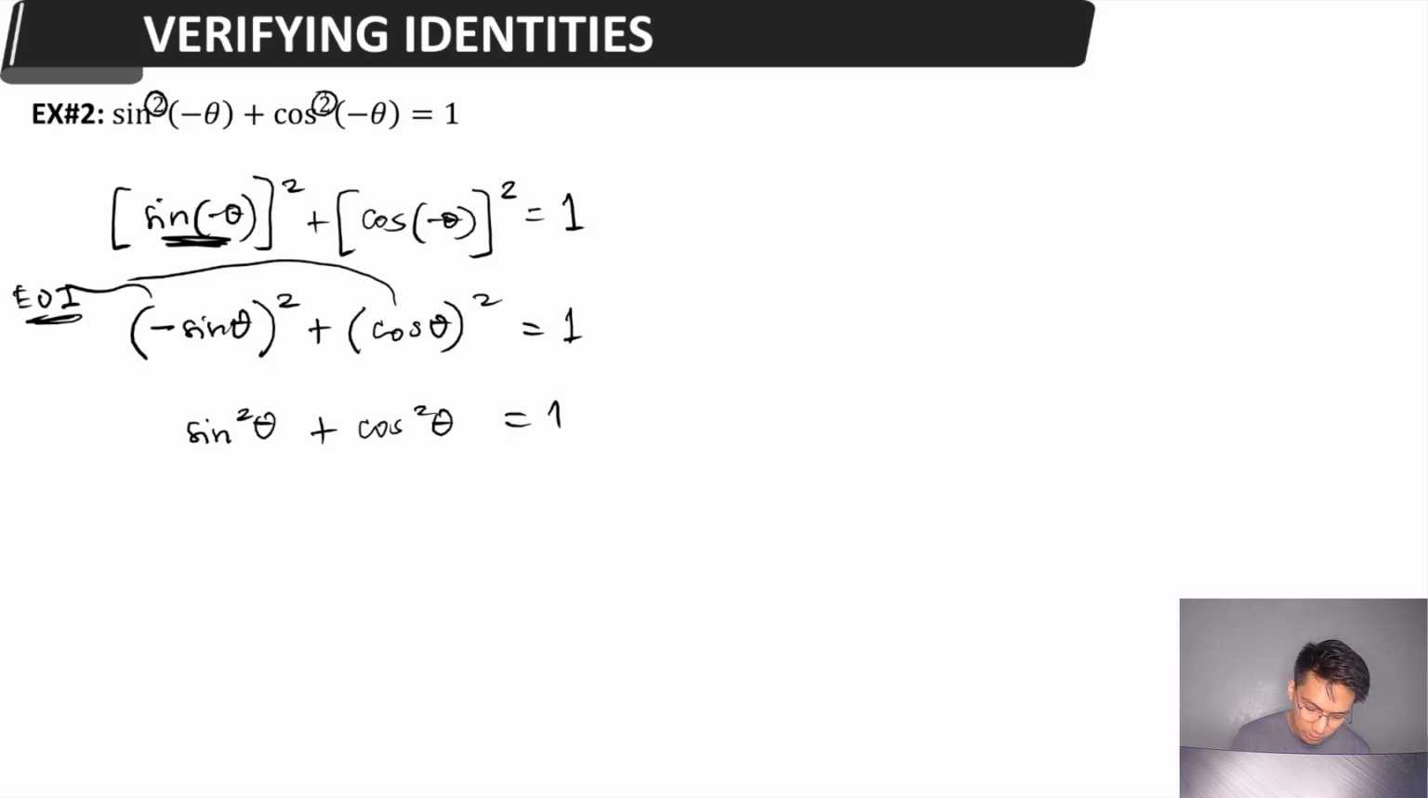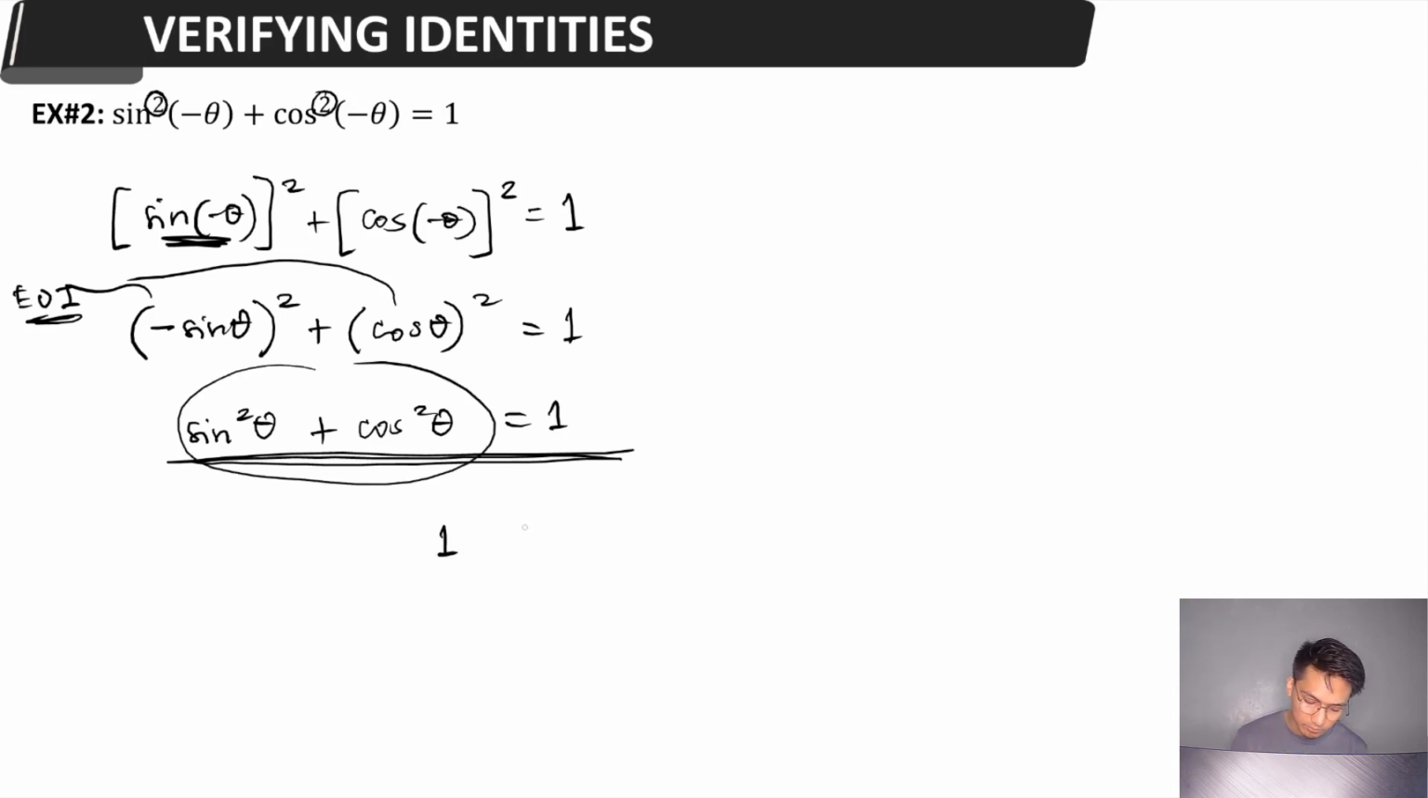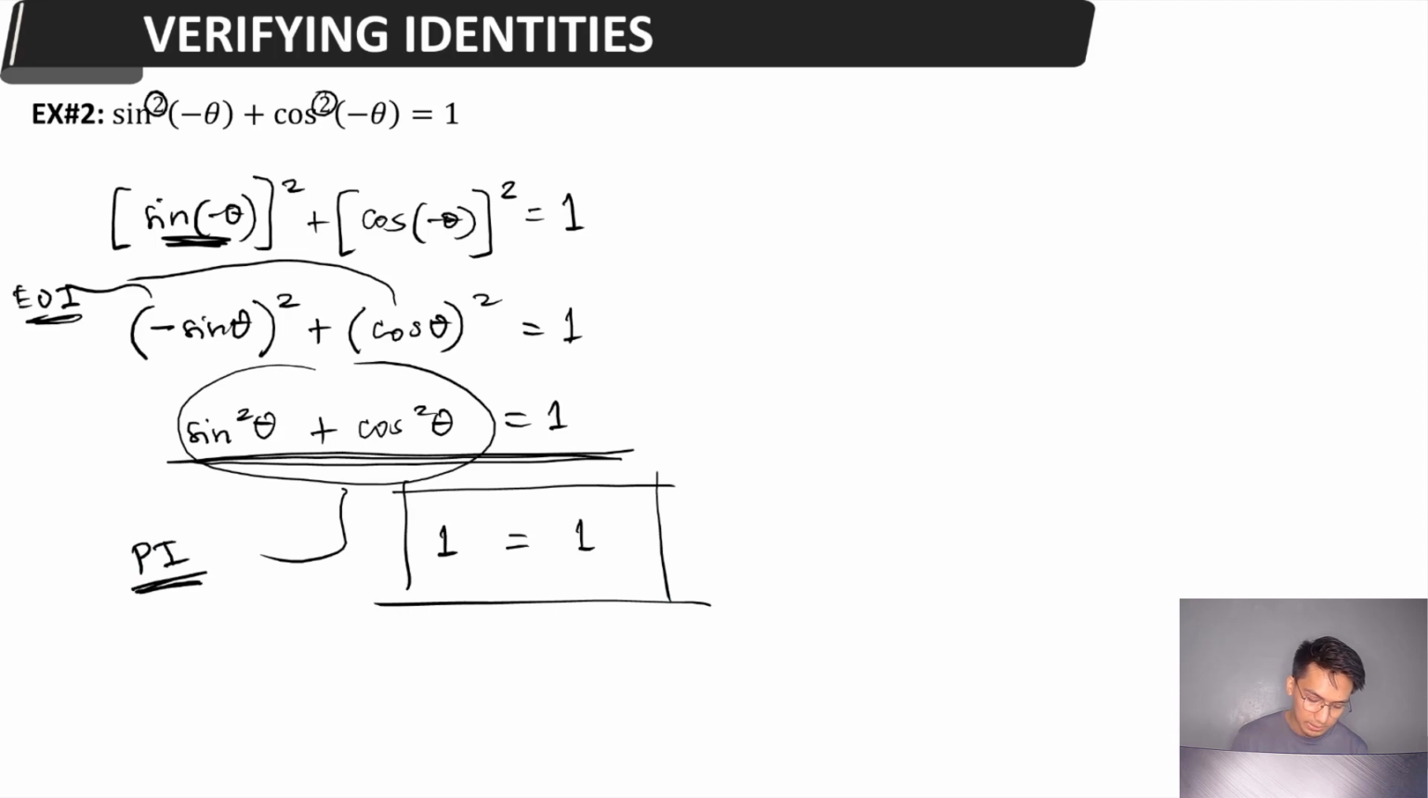Is equal to 1. And ito, kung mapapansin natin, this is the Pythagorean identity. So, ibig sabihin, ito ay equal to 1. This is equal to 1. So, ibig sabihin, na-verify na natin yung identity. This is from Pythagorean identity. And this is the solution for example number 2.